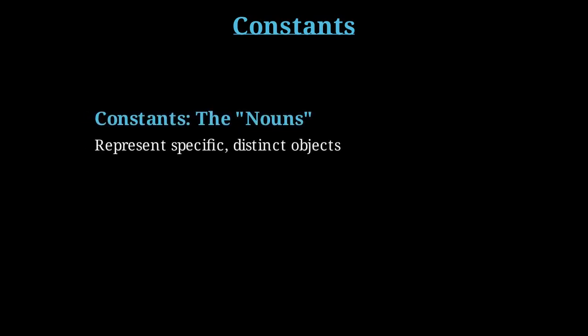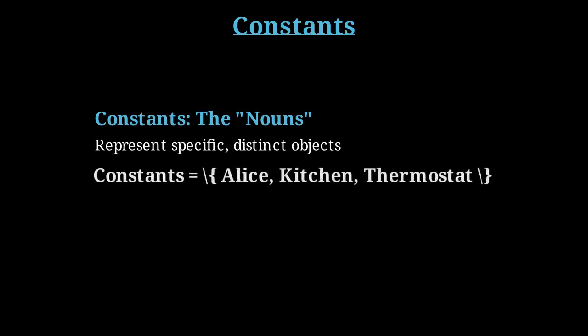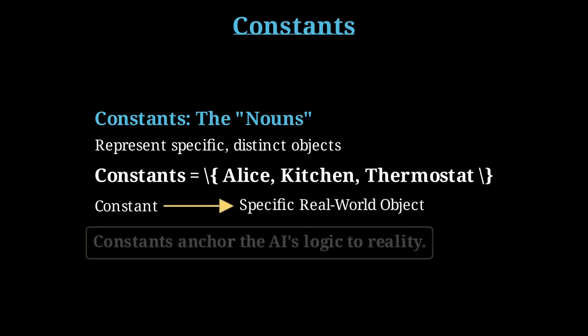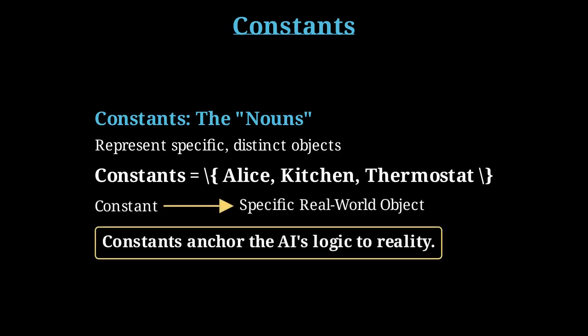Let's start with constants. In the grammar of first-order logic, constants are the proper nouns. They represent specific, distinct objects in our domain of discourse. If we are building an AI to manage a smart home, our constants might be things like Alice, kitchen, or thermostat. Every constant points to exactly one specific thing in the real world. They anchor our logical sentences to reality, giving the AI a concrete vocabulary of items to reason about.